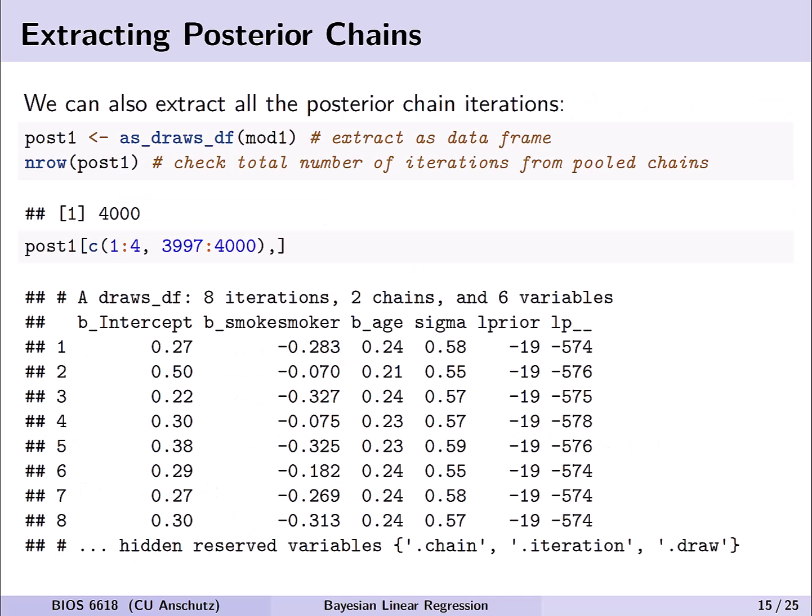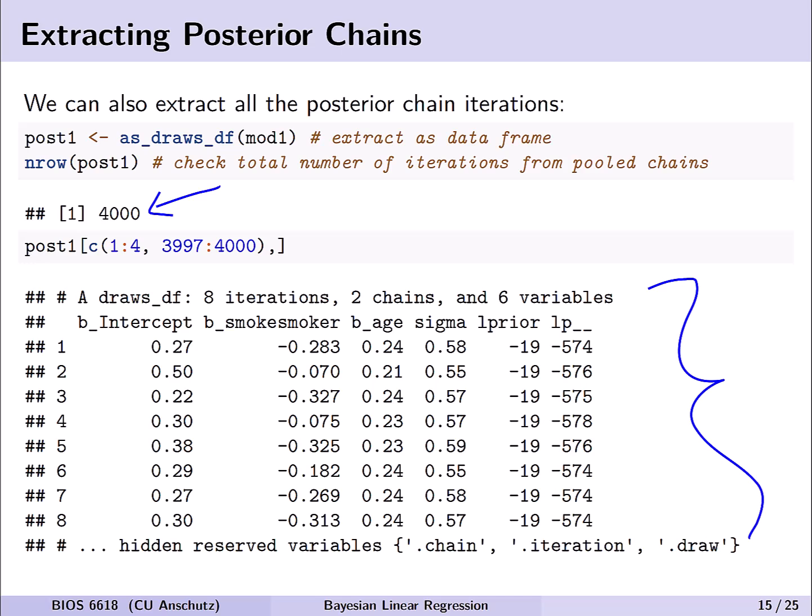Now, we also might want to extract the raw posterior chains from our MCMC process. And this is also pretty easy to do. We have some code here. There are various forms of this as_draws function. Here we're using as_draws_df because we want to extract it as a data frame to look at. We can take a sanity check here to confirm that there are 4,000 rows, or 4,000 pooled iterations across all the chains. We can look at, let's say, the first 4 and the last 4 in the output below.